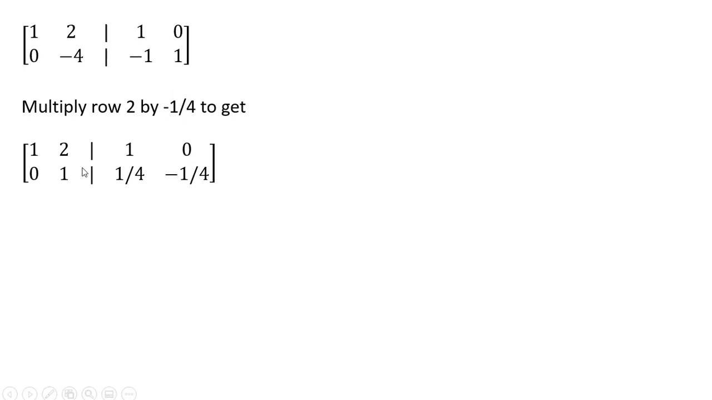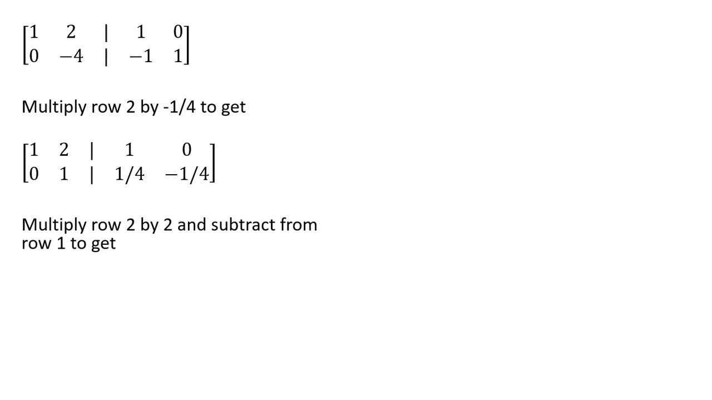Our next step is to get a 0 where this 2 is. So in row 1, column 2, we need to get a 0, and we will have converted our coefficient matrix into an identity matrix. So one way to do that is to multiply row 2 by 2 and subtract that result from row 1 to get the following.